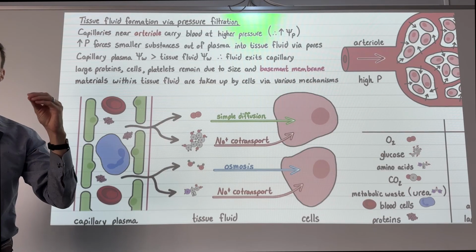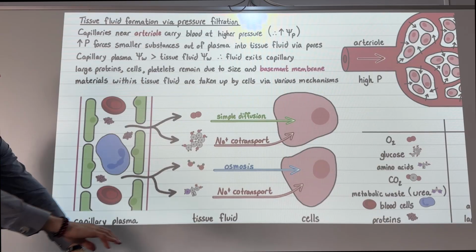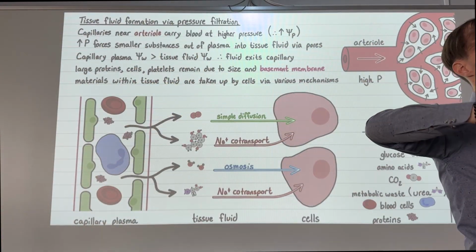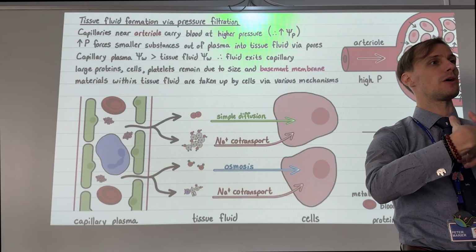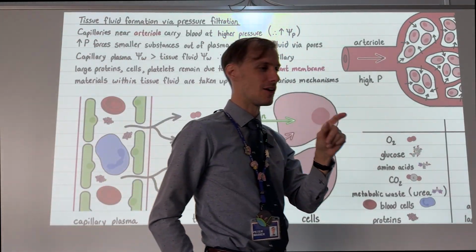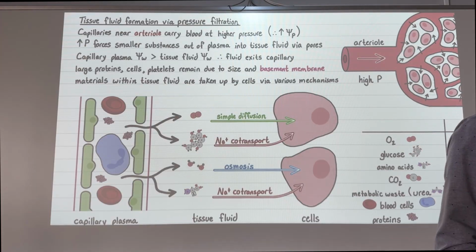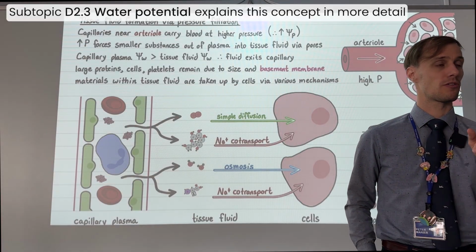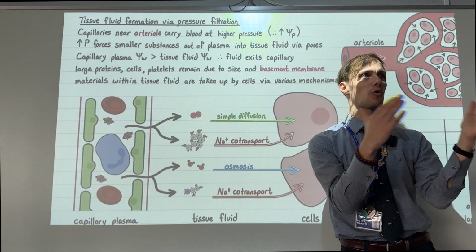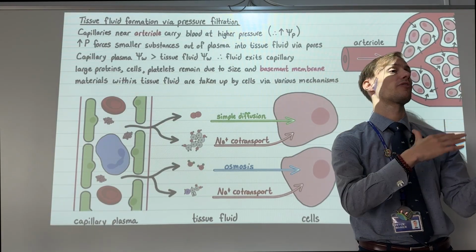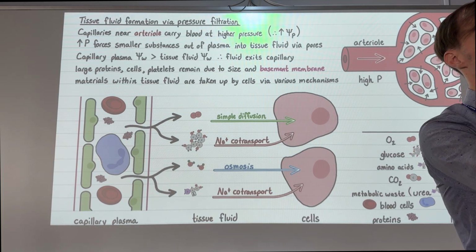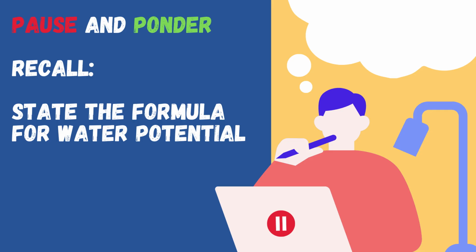How is tissue fluid actually formed? So remember, we're going to go from artery to arteriole to capillary, and then things are going to move out of the capillaries into the tissue fluid. A concept that will really help you here is the subtopic on water potential, D2.3, because that basically will let you know in what relative direction things will move, right? If you recall, what is the formula for water potential?